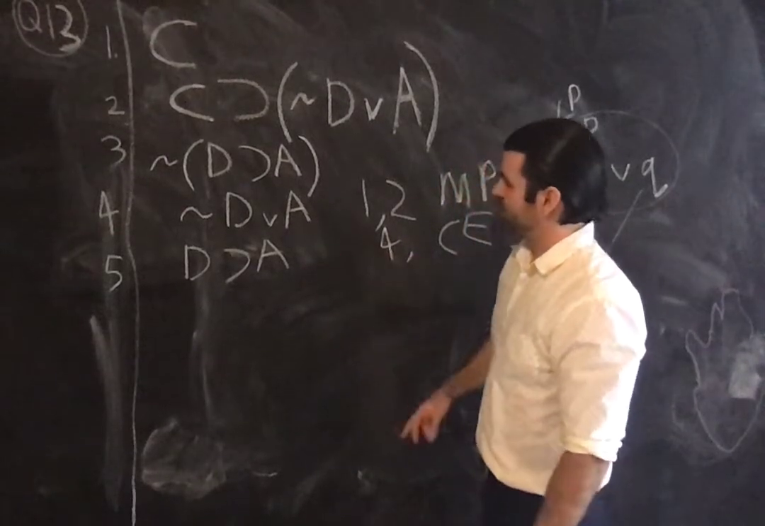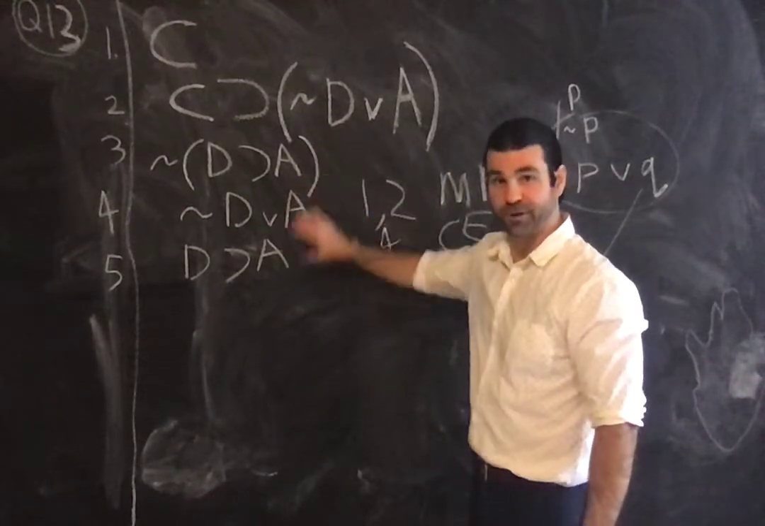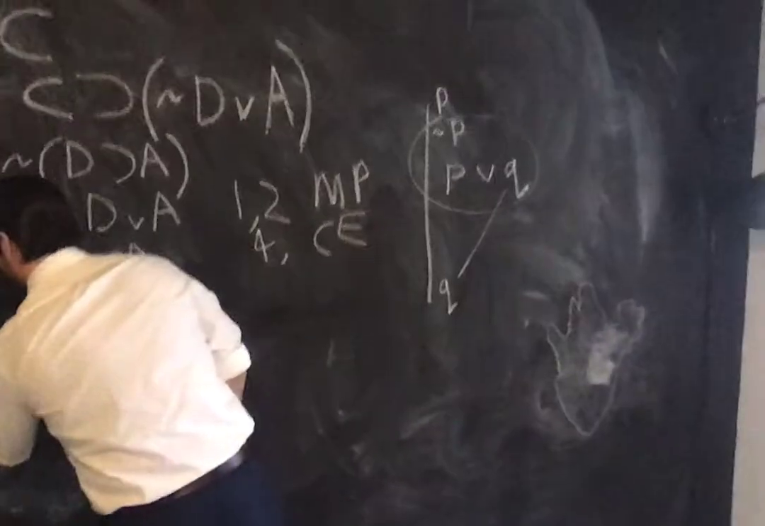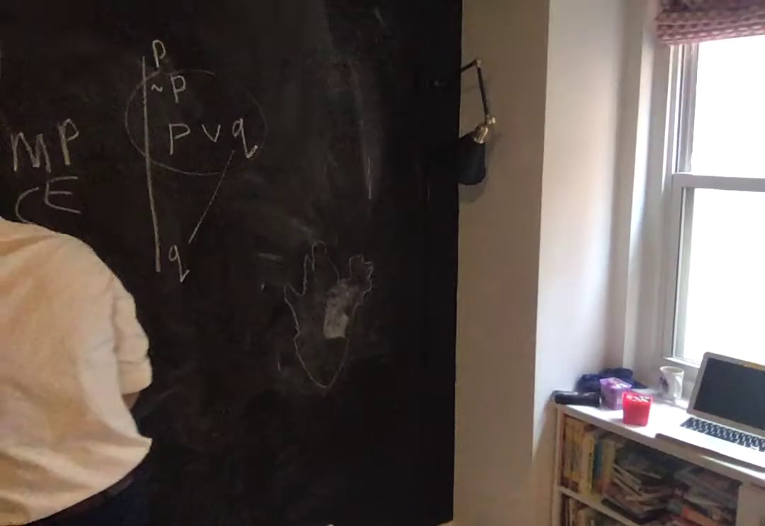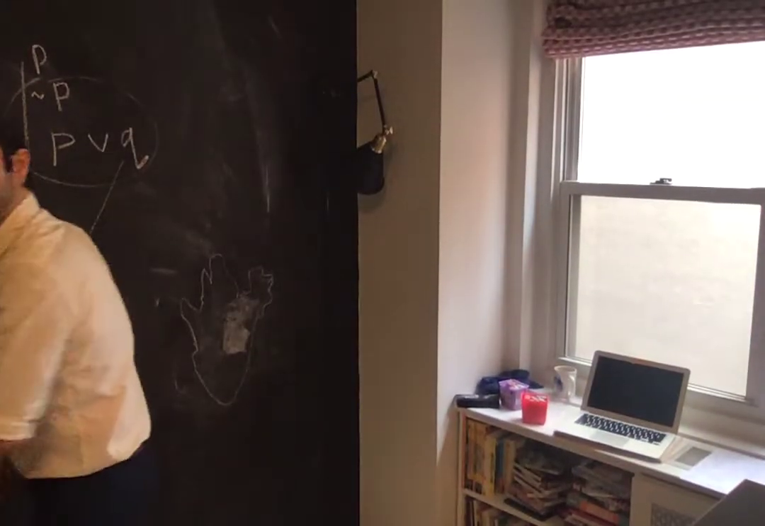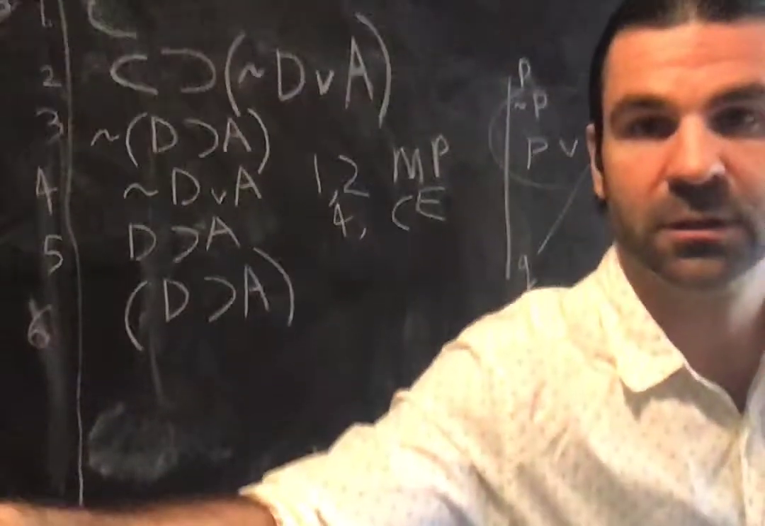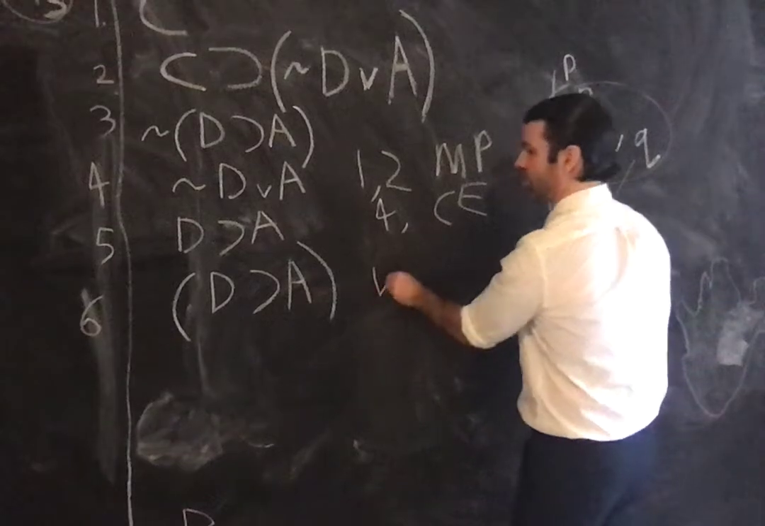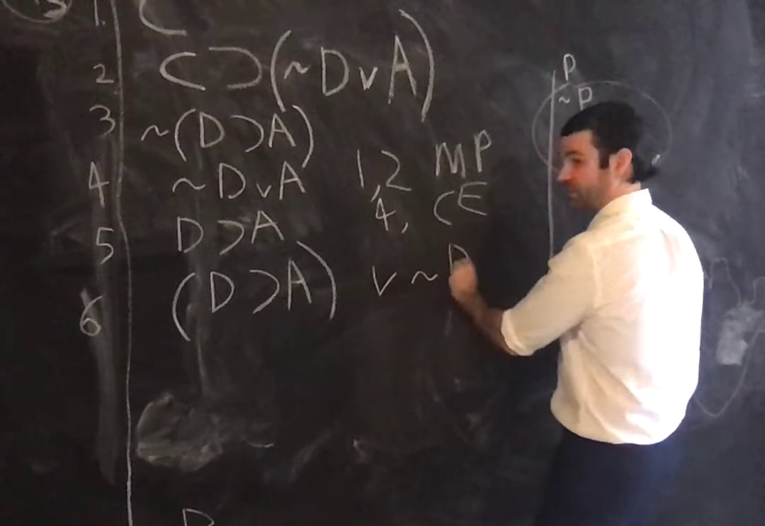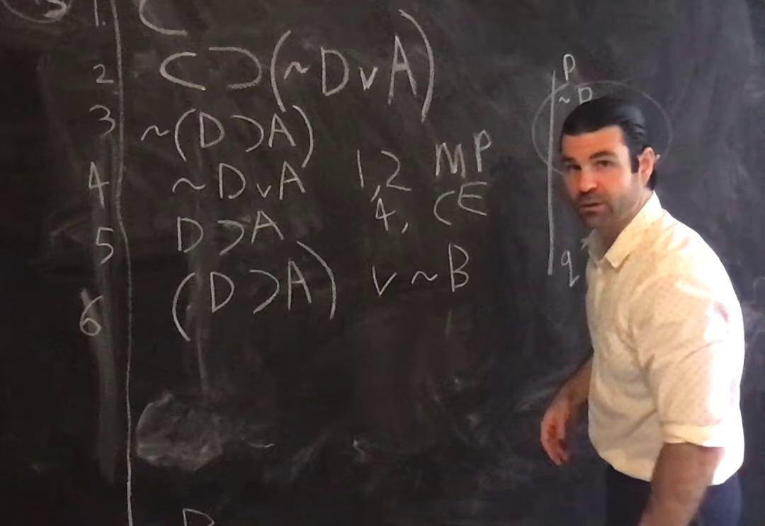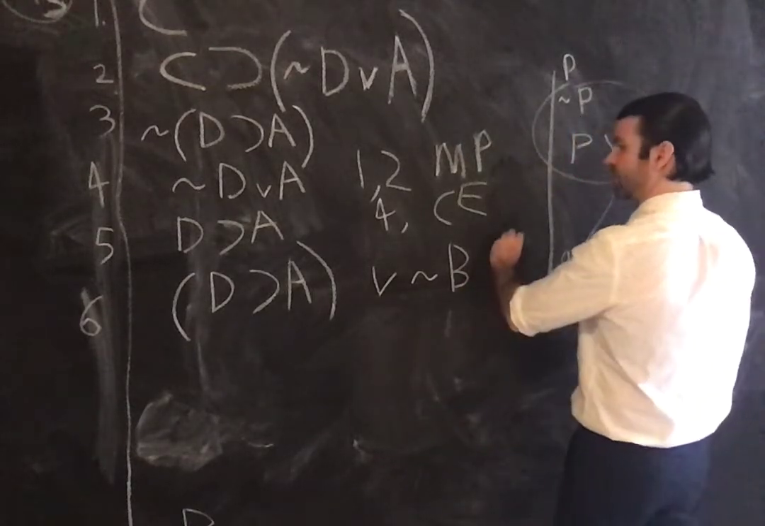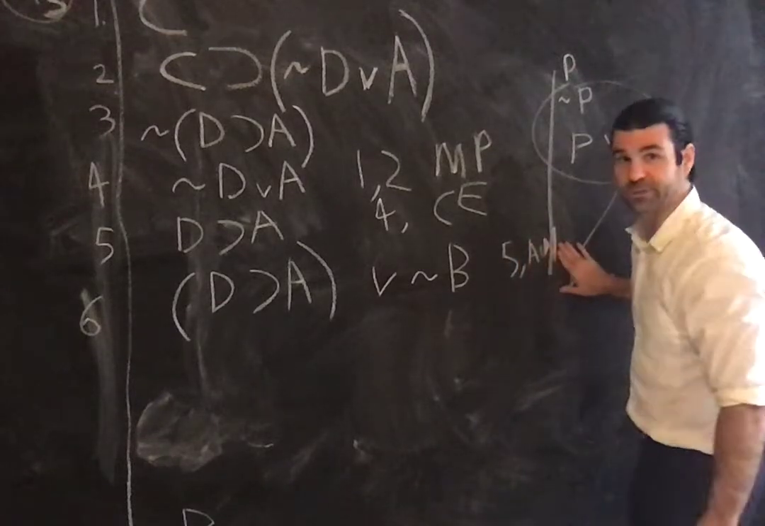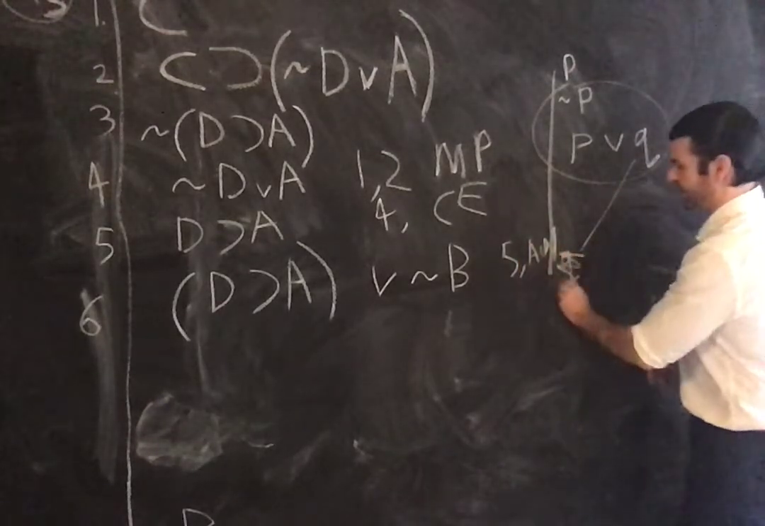Okay, so now I'm looking at 3 and 5. So let's just go like this. 6, I'm going to add to 5: D hook A, or not B. I'm adding that one that I want. I've added to 5.